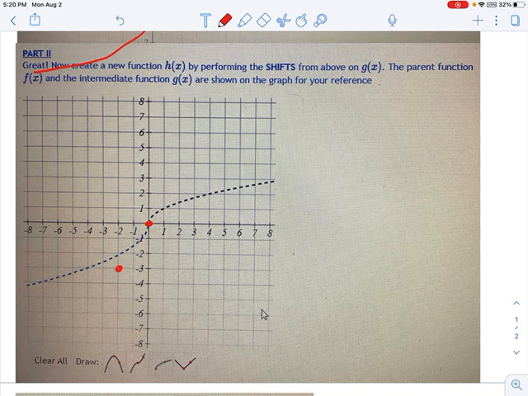And I shift the whole graph over. So I'm still going over 4: 1, 2, 3, 4. And down 2 like that. Down 3. And there will be my new function right there. Okay, so that is how you do this graphing stuff.